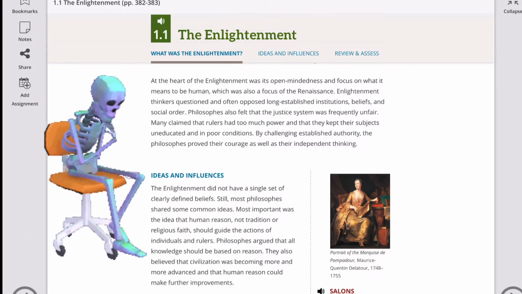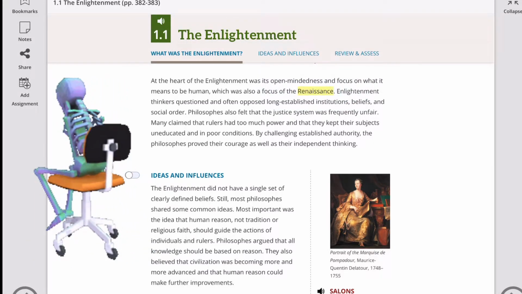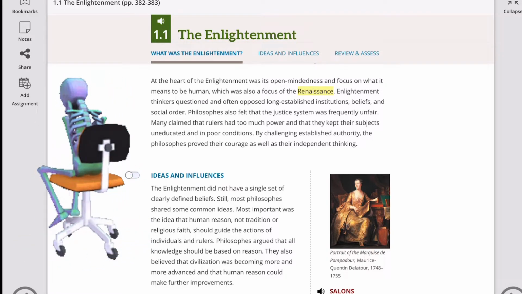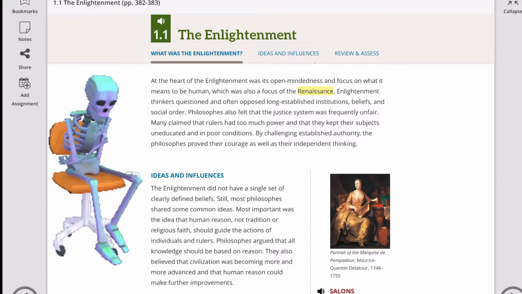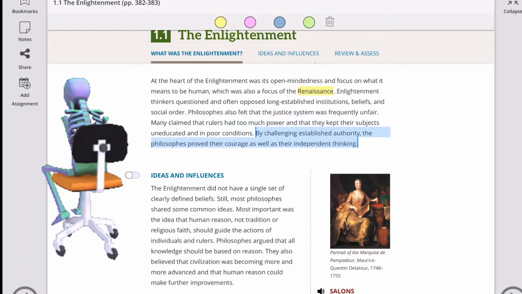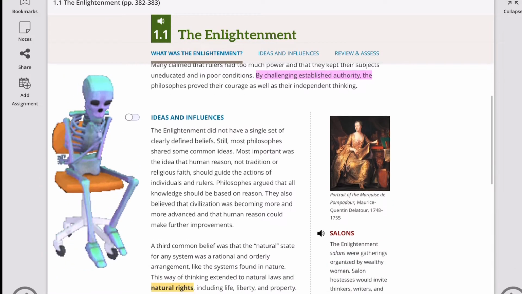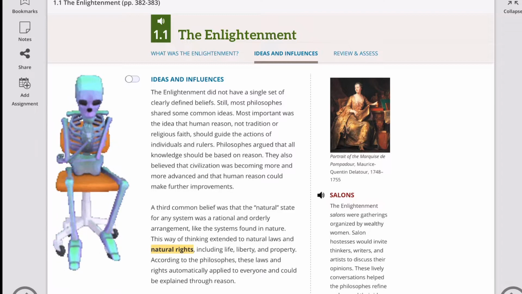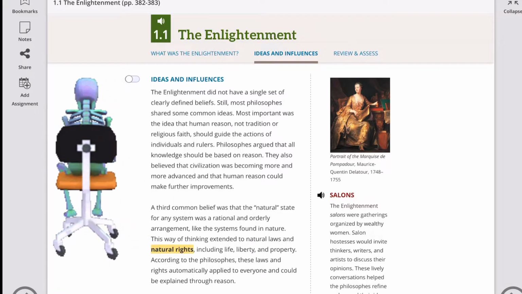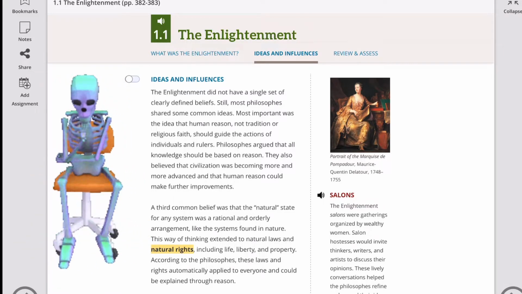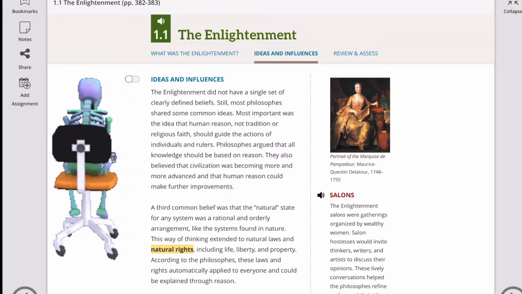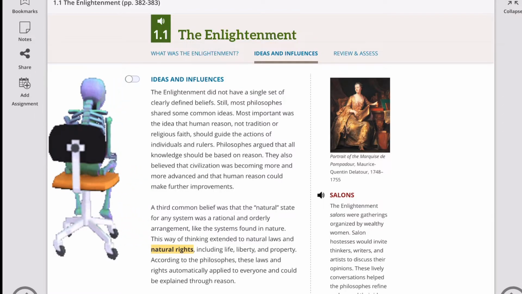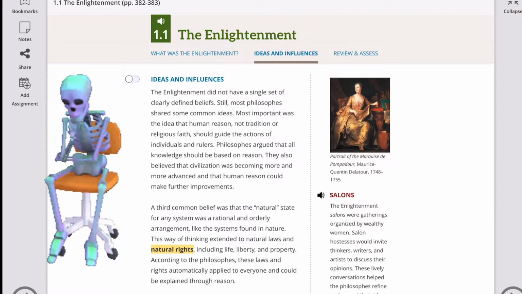Now let's talk about ideas and influences. The Enlightenment did not have a single set of clearly defined beliefs, but they had common ideas. Most important was the idea of human reason. Neither tradition nor religious faith should guide the actions of individuals and rulers. Philosophers argued that all knowledge should be based on one word, reason. They also believed that civilization was becoming more and more advanced, and that human reason could make further improvements.